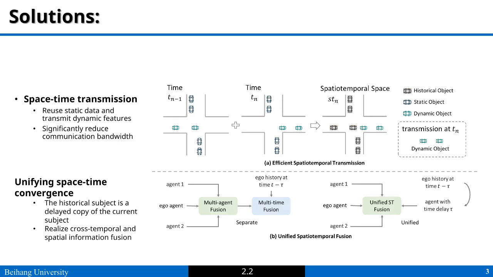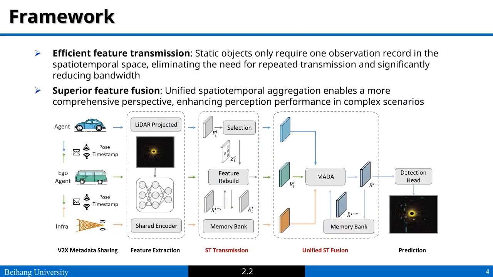We propose two core ideas. First, space-time transmission. We reuse static data and only transmit dynamic features, which significantly reduces communication bandwidth. Second, unifying space-time convergence. We model historical subjects as delayed copies of current subjects, enabling cross-temporal and spatial information fusion in a unified manner. This slide shows our overall framework.